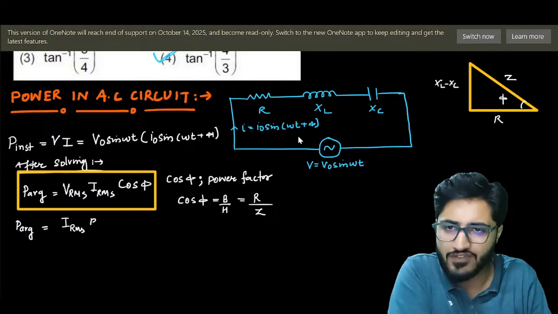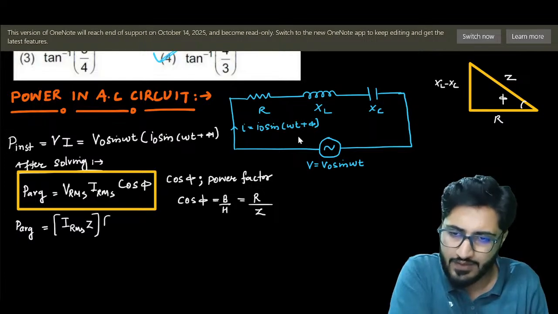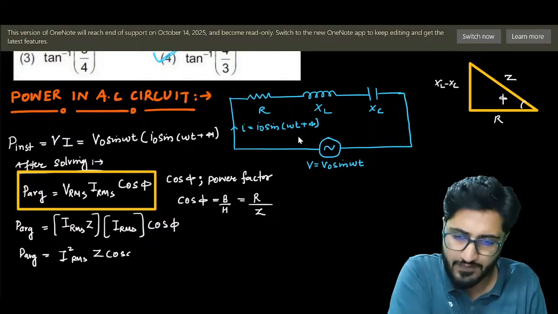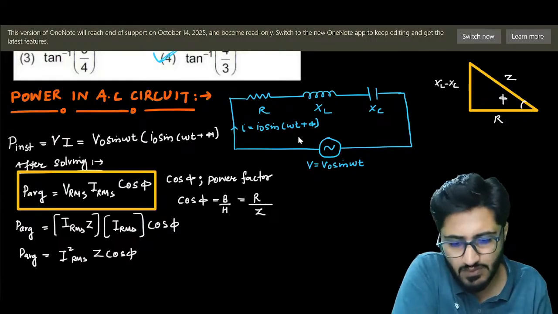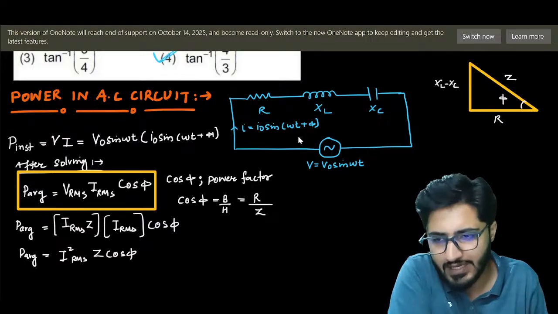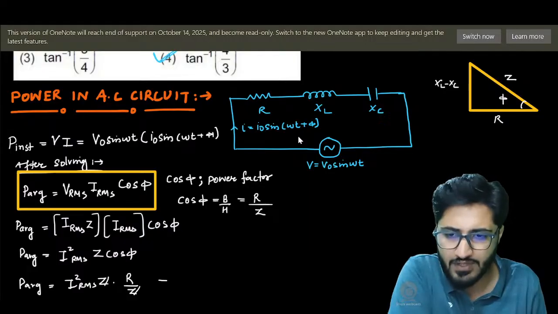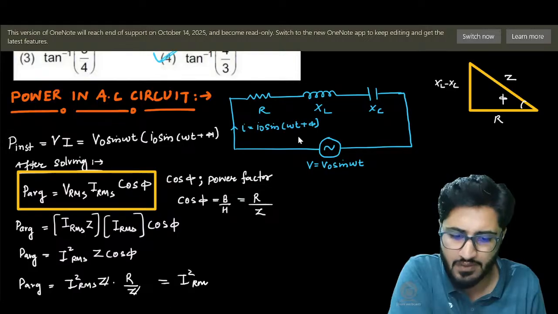But instead of R, I will write Z, impedance. Then this I, as it is IRMS, then cos phi. So P average equals I square RMS Z into cos phi. So now can I write P average equals I square RMS into Z and cos phi. Cos phi is R by Z. Z cancels out. So my equation came out to be I square RMS into R.